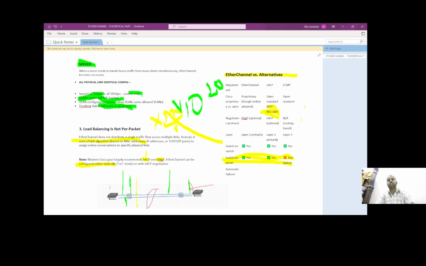And the mode is active. In LACP there are two modes: active mode and passive mode, and in PAgP there are three modes: auto, desirable, and active. Okay, switch to switch, yes, it will work, Layer 2 switch to switch. Layer 3 also, ECMP works. Switch to server also works, but ECMP switch to server does not work. Automatic failover in EtherChannel.